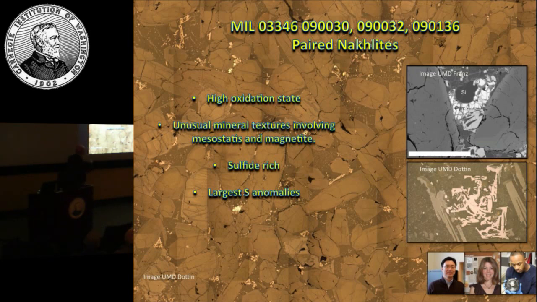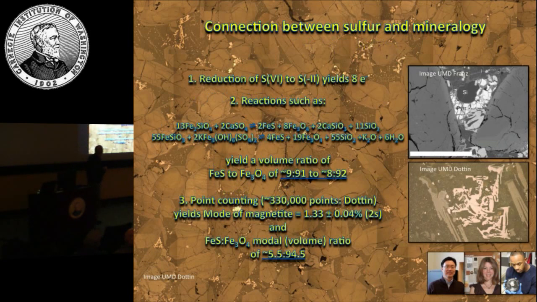These MIL meteorites also have these largest anomalies. So the question then is, is there a connection between sulfur and the mineralogy that we see here? I want to go through a thought experiment and just explain the reasoning and what we're trying to do. And this is work that James Doughton is trying to pursue.